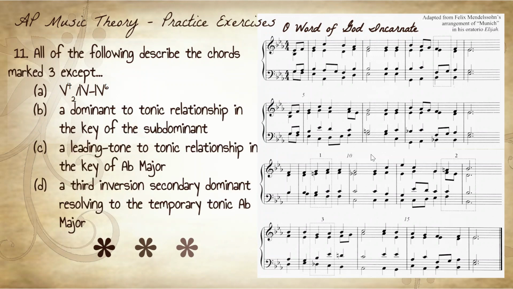Question 11. All of the following describe the chords marked 3, except: A, a third inversion dominant 7th chord over the subdominant to the first inversion dominant subdominant. B, a dominant to tonic relationship in the key of the subdominant. C, a leading tone to tonic relationship in the key of A flat major. Or D, a third inversion secondary dominant resolving to the temporary tonic of A flat major.